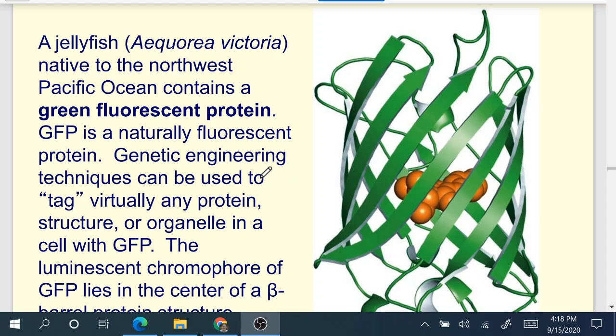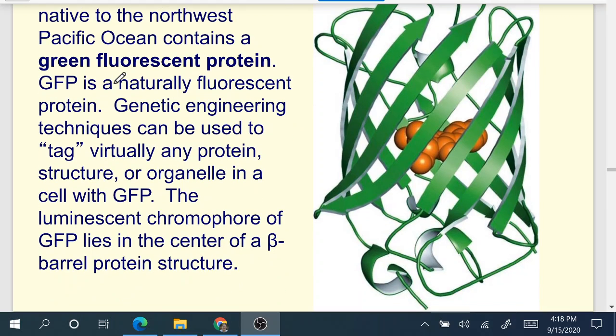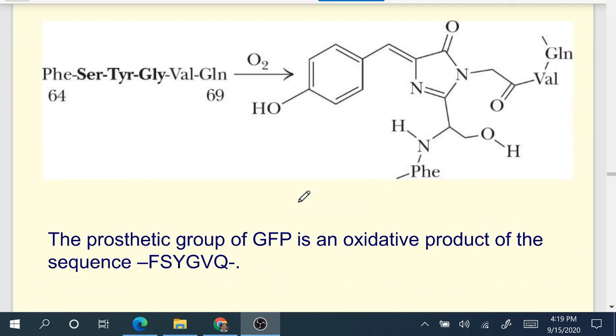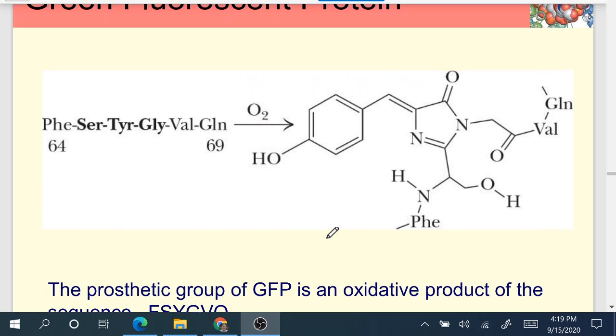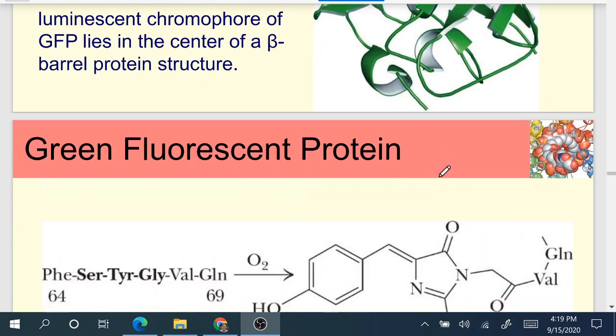Another example is green fluorescent protein. A jellyfish native to the Northwest Pacific Ocean contains a green fluorescent protein that obviously will glow under fluorescent light, and genetic engineering allows this protein to be used as a tag, and this tag can be put into an organelle or something in order to add this chromophore that can then be viewed later. Okay, and this is accomplished with the prosthetic group, which is an oxidative product of this sequence: phenylalanine, serine, tyrosine, glycine, valine, and glutamine. Okay, and so after oxidation, you get this species that is a prosthetic group of this GFP. This green fluorescent protein will fluoresce.